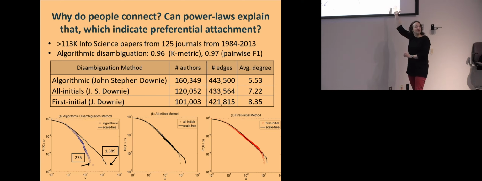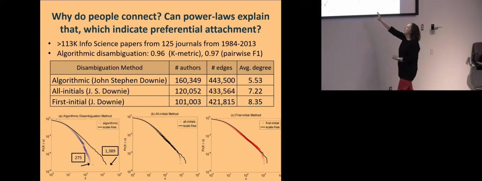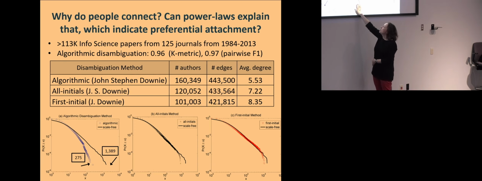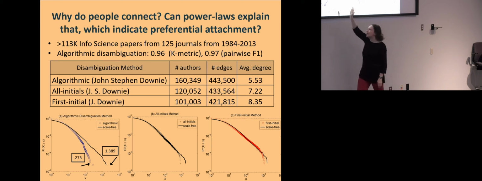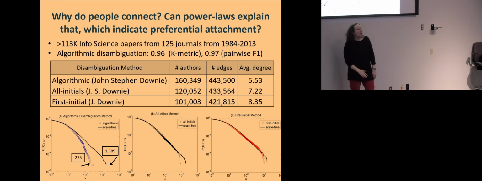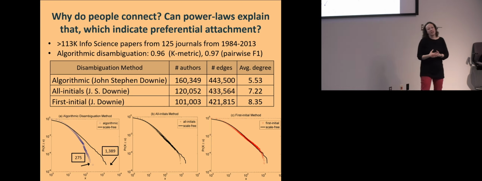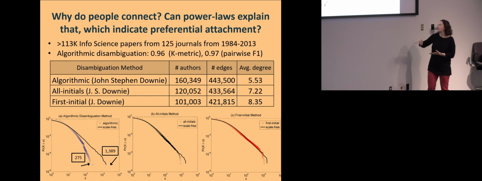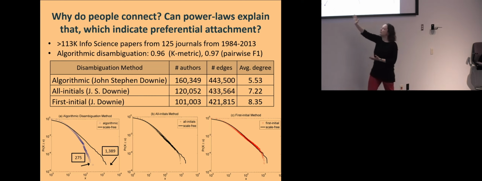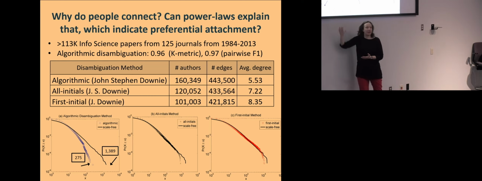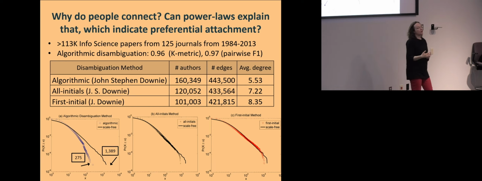That's kind of the sloppiest, but also super common. A little better is all initial disambiguation, and then the best we can do is algorithmic. And you can see that as our effort in data cleaning and data provenance improve from the right to the left in this case, the actual empirical line moves further and further away from a power law.